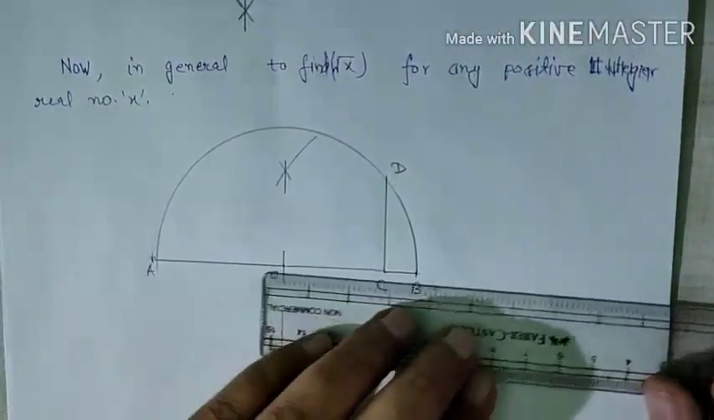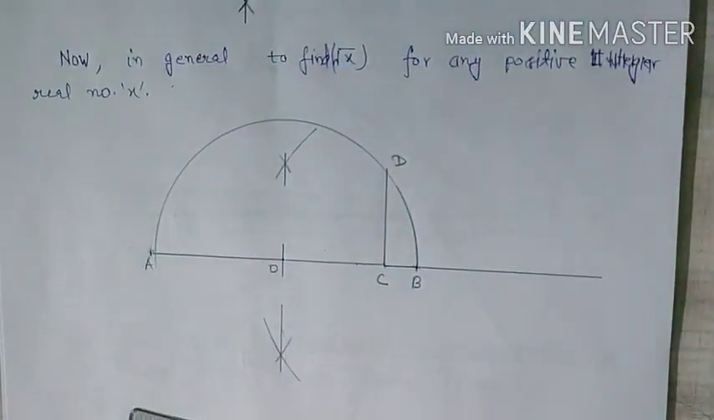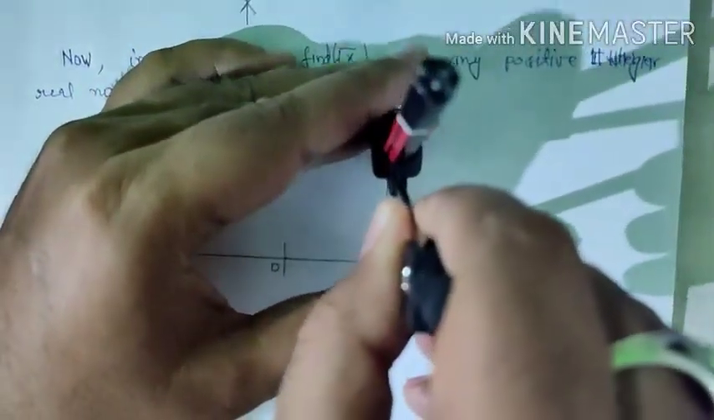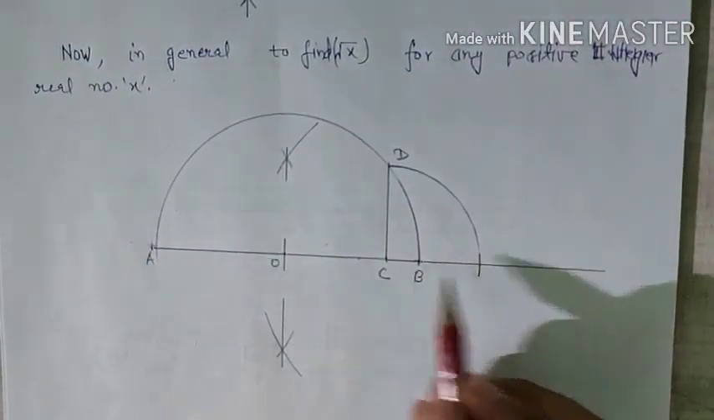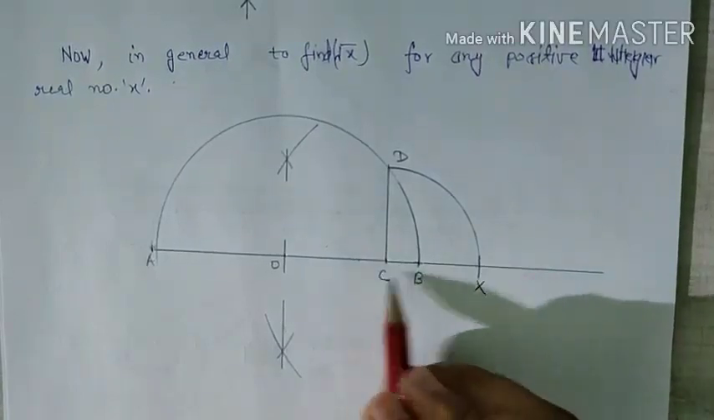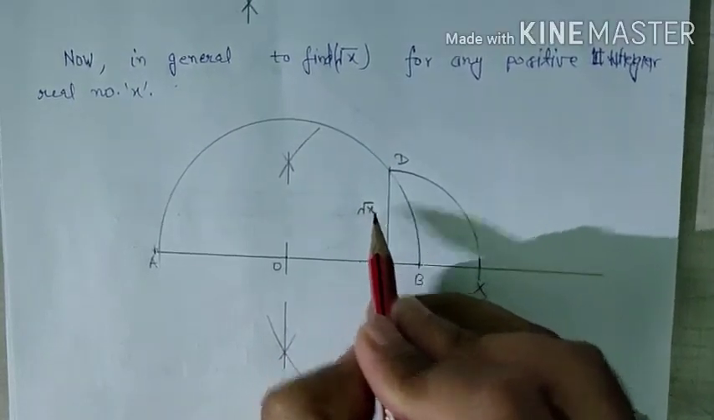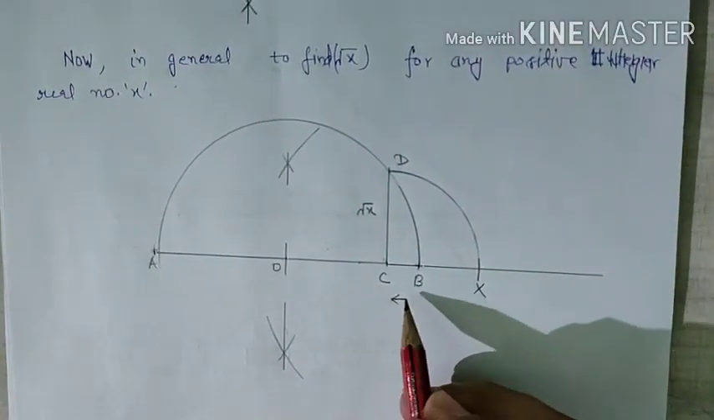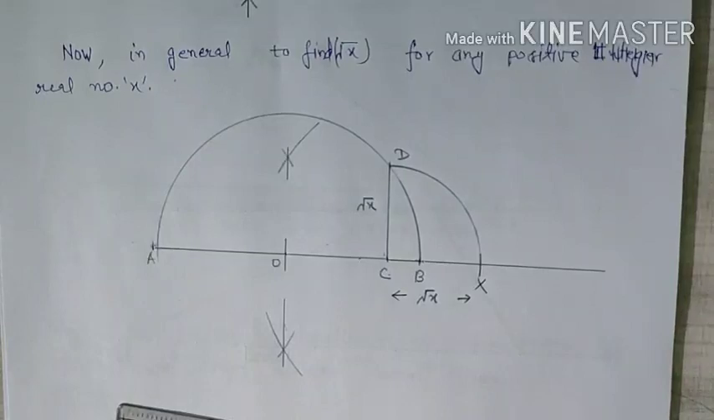From this D point you have to take an arc once again. Just take a length, increase this length, and from this arc you will find this CX is actually root x, and this CX is also root x. Now why? We'll prove it now.